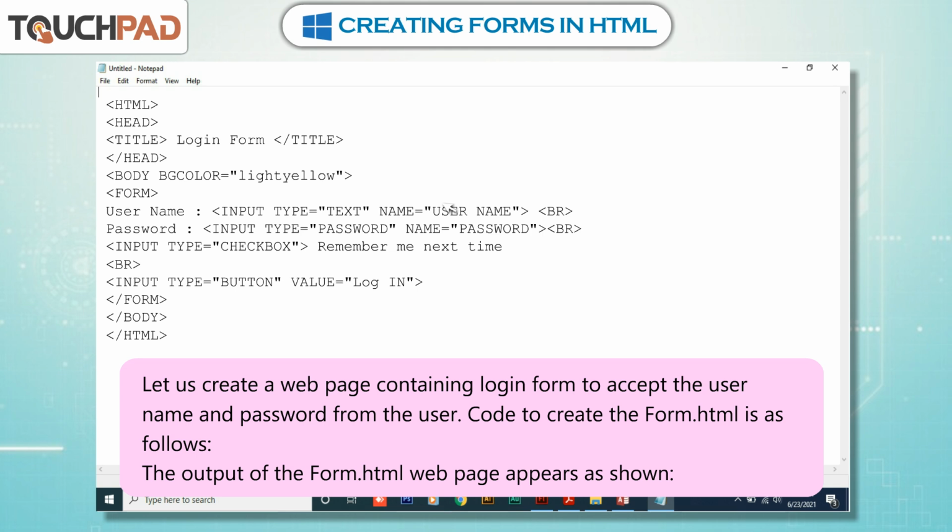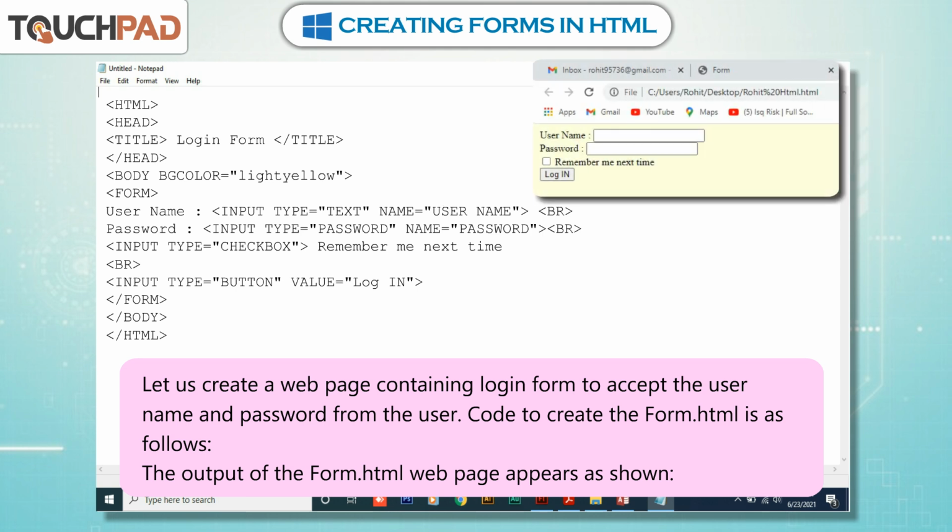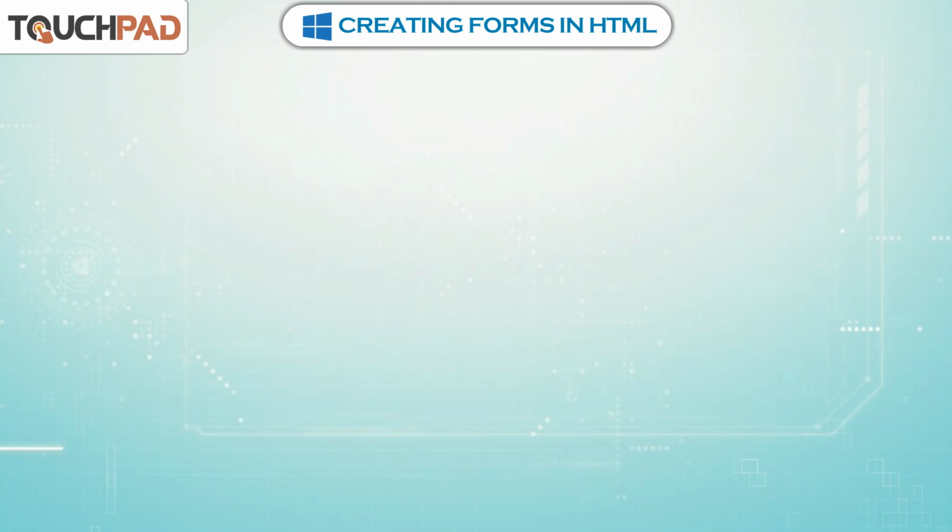Input type is equal to within inverted commas checkbox. Remember me next time, BR. Input type is equal to within inverted commas button. Value is equal to within inverted commas login. /form, /body, /HTML. The output of the form.html web page appears as shown.